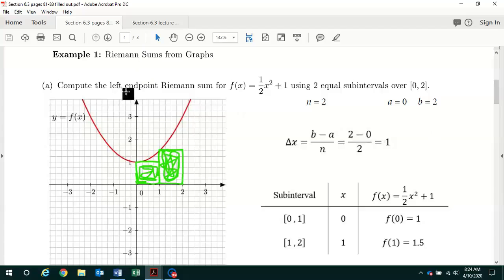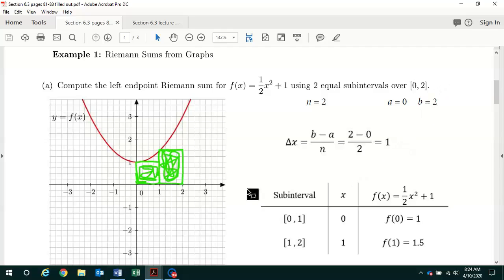We're going to compute what is called the left endpoint Riemann sum for the function f of x equals 1/2 x squared plus 1. And we're going to use two equal subintervals over the interval from 0 to 2. Now remember, these are the values of x. So that means we're talking about values of x greater than or equal to 0 and less than or equal to 2.